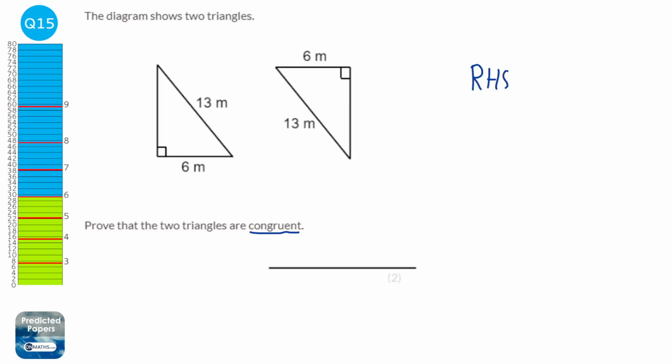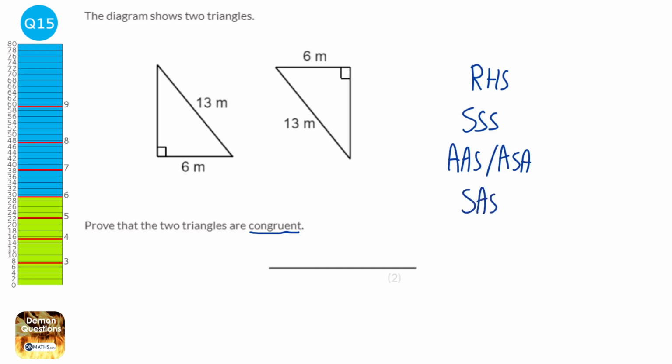When working out if two triangles are congruent, which means they're the same, you can either have RHS, which is a right angle hypotenuse side. You can have 3 sides that are the same. You can have 2 angles then a side, or an angle then a side then an angle. Or you can have a side, then an angle, then a side.